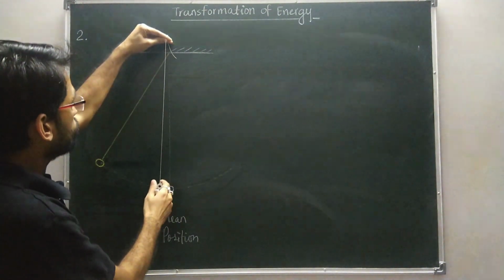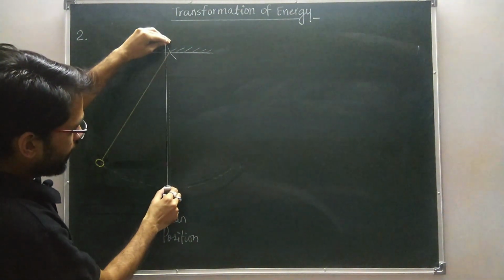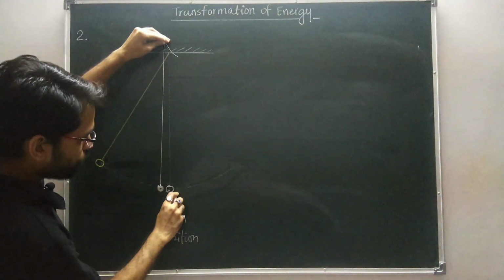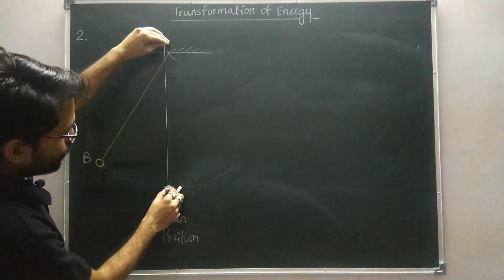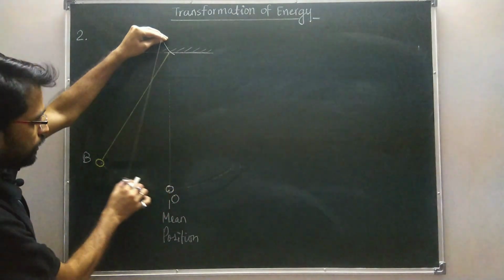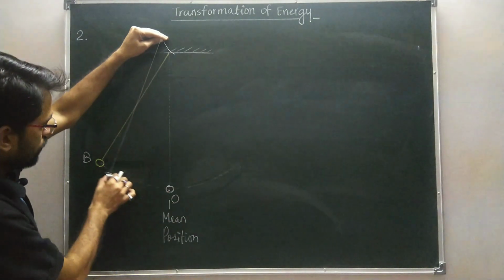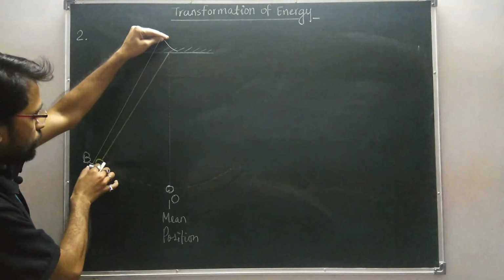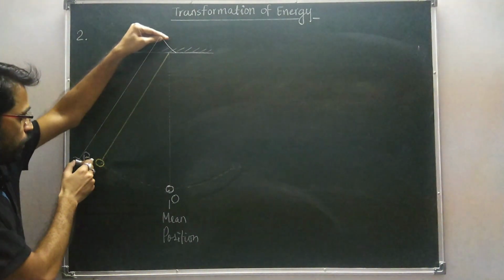First of all, I have displaced the bob, say from point O to point B. So first you have displaced the bob from O to B, and during this displacement you are doing work. And this work is converted into gravitational potential energy at point B.